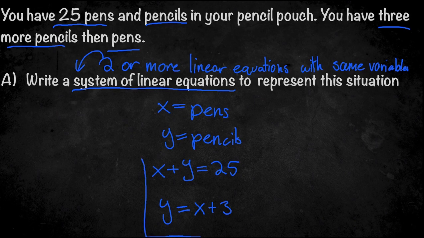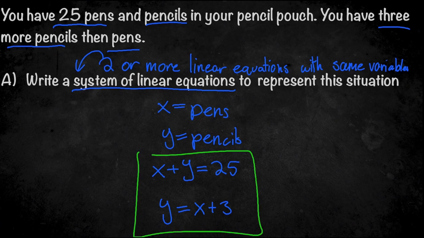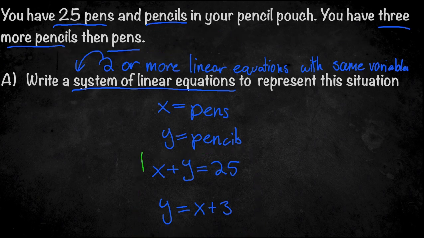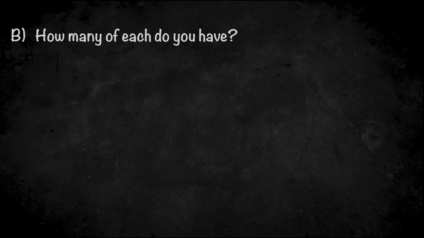Now this would be the system of linear equations, right? We have two equations that represent the situation. They both have the same variables, right? And we got it from the text. So now that we have this, we can now go on to solve part B. How many of each do you have?